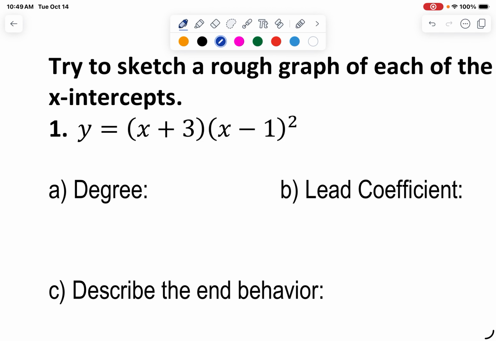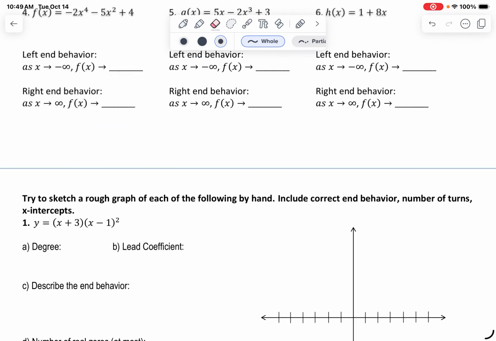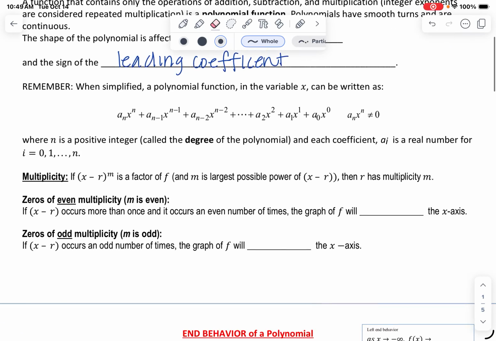We could also tell what the multiplicity of each of these factors are. If you look at our first factor, x plus 3, it has a multiplicity of 1. If you look at our second factor of x minus 1, it has a multiplicity of 2 because that factor appears twice. Because of that, we can tell if the graph crosses or bounces off the x-axis. If the function has an odd multiplicity, like this one, it's going to cross through the x-axis at that zero. If it has an even multiplicity like this, then it is going to bounce off the x-axis or touch the x-axis.